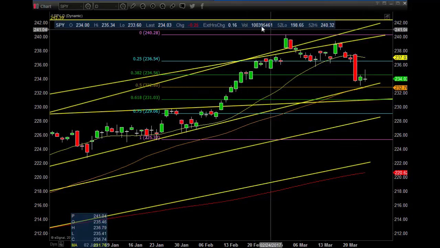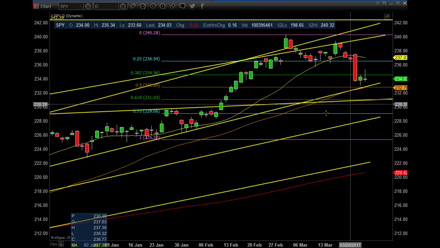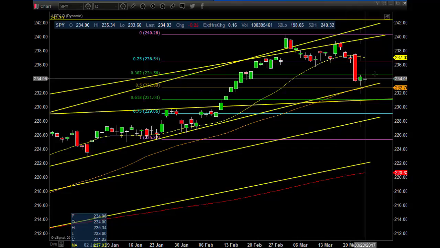All right, let's get right into the daily SPY, and pretty much a pause day. We had 100 million on the day. We're up 16 cents after hours, no big deal. But we were 25 cents down on the day. Pretty much a flat day after that beat down 2 days ago. Now we're just consolidating sideways.